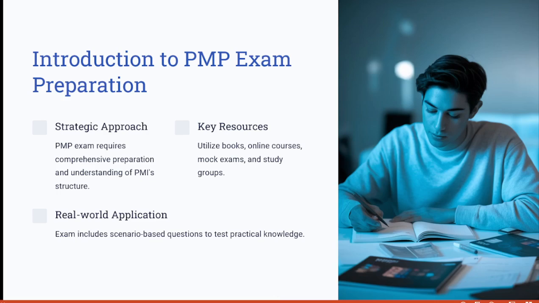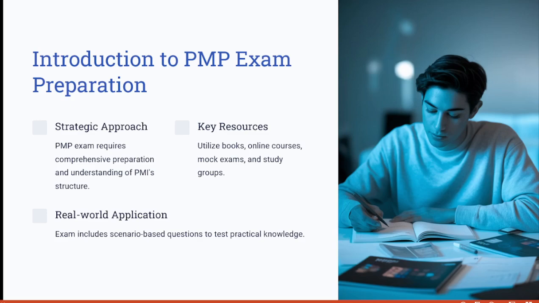So, as we've mentioned and highlighted earlier, the PMP exam is designed to test the candidate's knowledge of project management frameworks, methodologies, and best practices. Unlike traditional exams, the PMP exam includes many scenario-based questions that assess how well candidates apply their knowledge in real-world situations. To succeed, candidates need a structured study plan and access to the right resources.